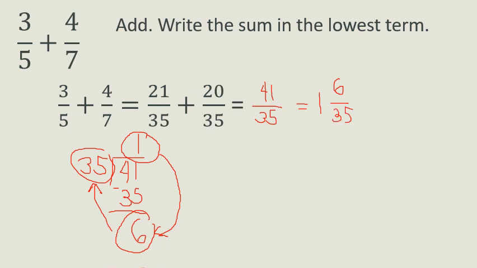So, pansin nyo dito, kahit tayo ay mag-convert ng improper into mixed number, pareho pa rin ang denominator. Okay? So, yung whole number, ito po yung quotient natin kapag nag-divide tayo. Yung 6, yung nasa numerator, yun po yung remainder. And then, ito po ang divisor. So, yung 41/35 ay magiging 1 and 6/35. Okay? So, ito po ang ating answer.